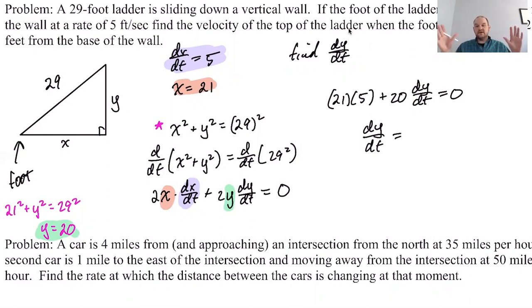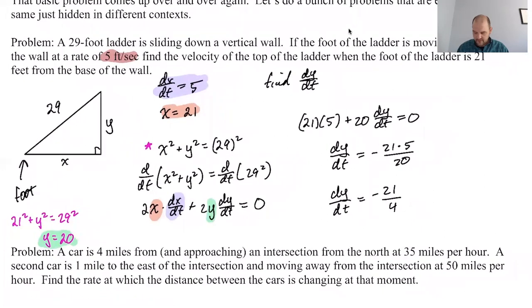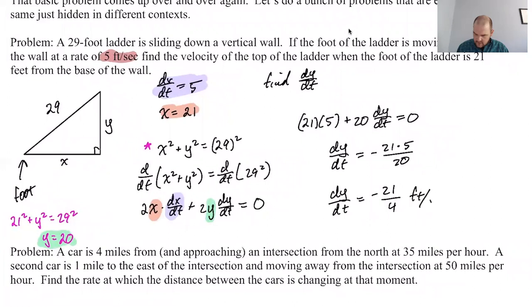So I'm getting dy/dt is, so what is this? A really good strategy, don't simplify until you need to. So I'm going to say 21 times 5 over 20. Why is that advantageous? 5 and 20 cancel. And this happens a lot. So dy/dt, I'm going to say, is negative 21 over 4. What are the units? If you look at the problem, you can see feet per second. So y is also a linear measure, so it'll also be in feet per second. Feet per second. And this is our answer.